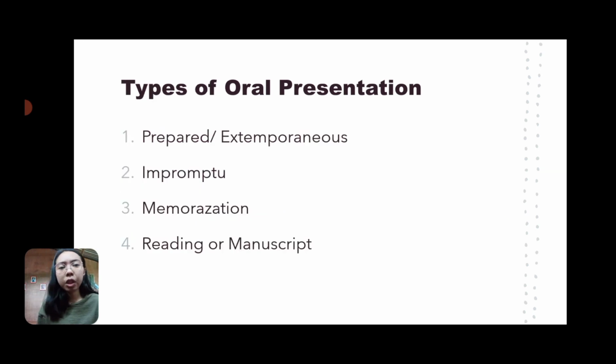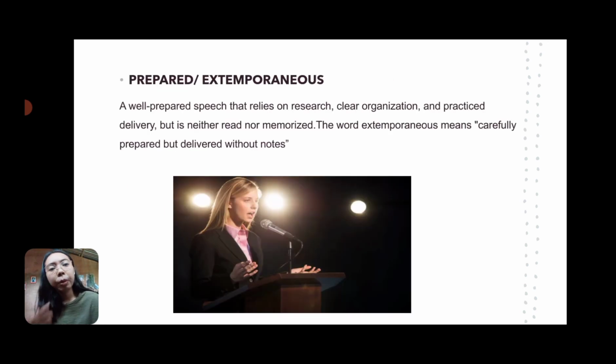So there are types of oral presentation. Number 1, prepared or extemporaneous. Number 2, impromptu. Number 3, memorization. And lastly, the reading or manuscript. So what is prepared or extemporaneous? Prepared or extemporaneous is a well-prepared speech that relies on research, clear organization, and practiced delivery, but is neither read nor memorized. The word extemporaneous means carefully prepared but delivered without notes.